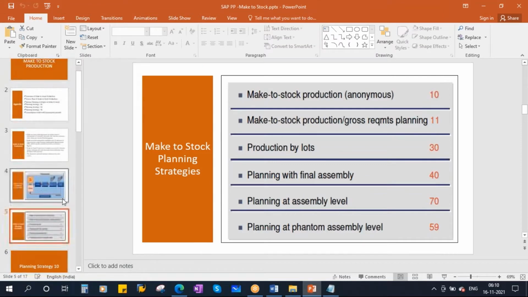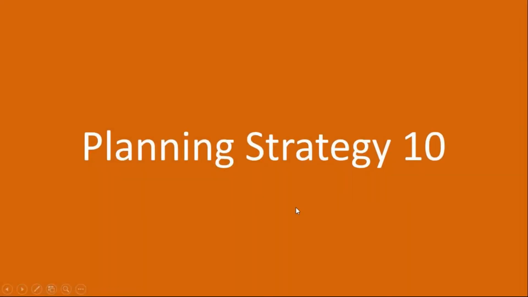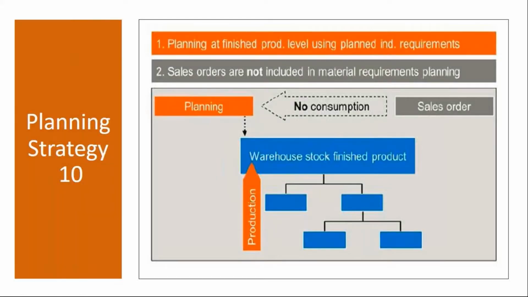So first we'll start with planning strategy 10. In planning strategy 10, planning is done at finished product level using independent requirements. So basically you have your finished product. For this finished product, you will enter the forecast, and accordingly you will start the production.